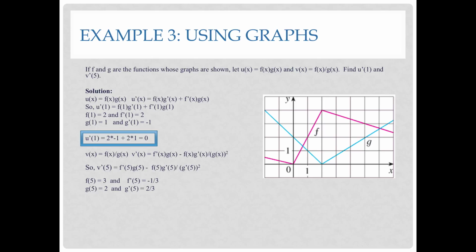And then for g of 5, the value is 2 here, and the derivative of g of 5 is 2/3 by, again, doing rise over run, the run being 3 and the rise being 2, so our slope is 2/3. And now we plug in those values to the derivative that we found here. So, just doing out the arithmetic, you get negative 1/6.